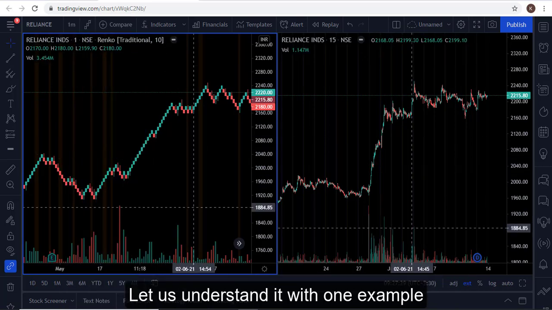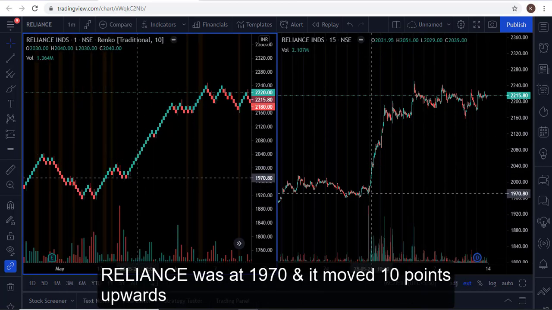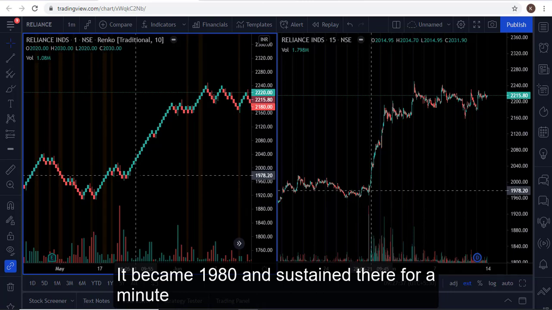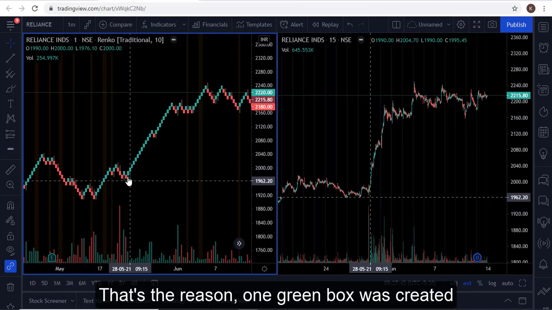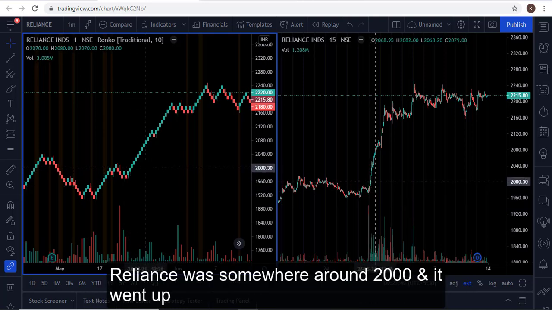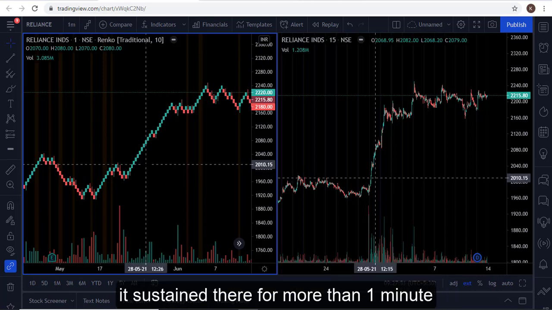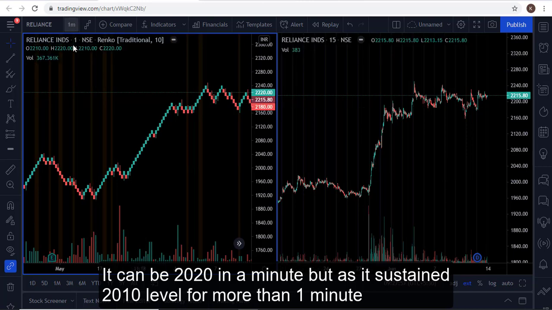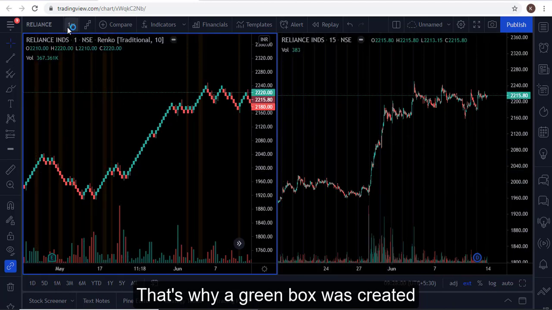Let us take an example. Earlier Reliance was at 1970 and it moved 10 points upwards. It became 1980 and it sustained there for 1 minute, then there will be a green box. Say Reliance was at the 2000 level. It went up and sustained for more than 1 minute. Now it can be 2020, but it sustained 2010 for a minute, so it will create a green box.